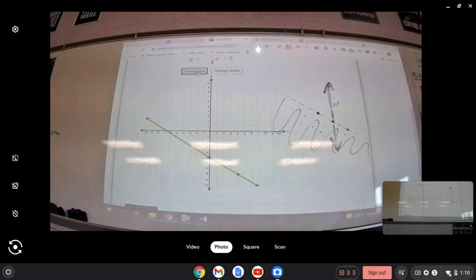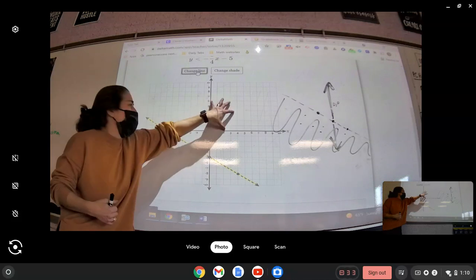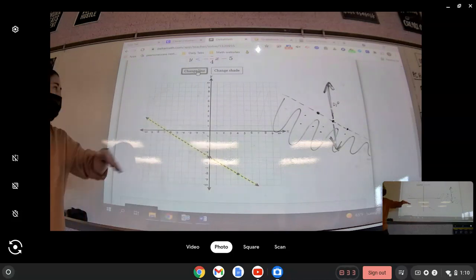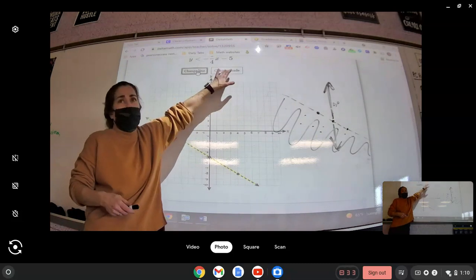Then click it again, and it goes back to a solid. So hit the change line button until you see the correct kind of line. Now we got to put our shading. It feels like you should be able to click somewhere that you want shading. All you have to do to add the shading now is hit the change shade button.